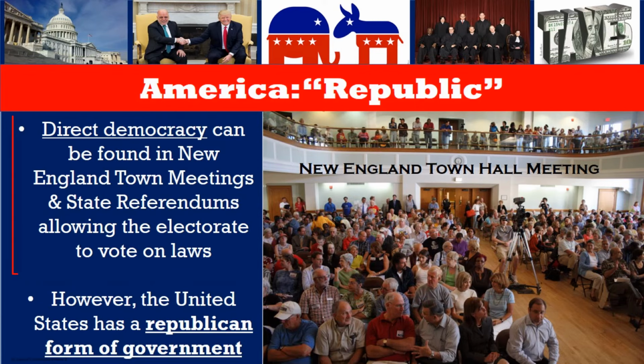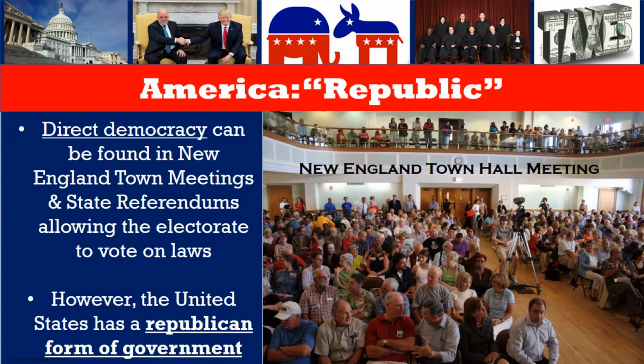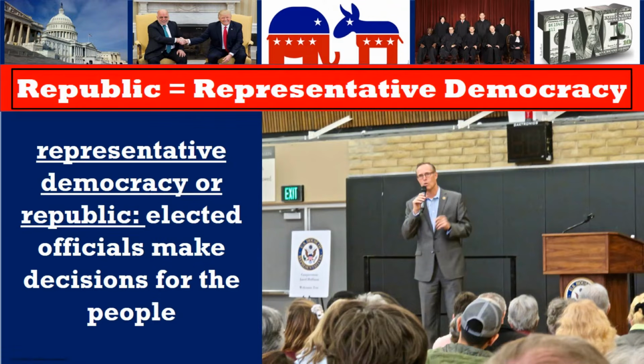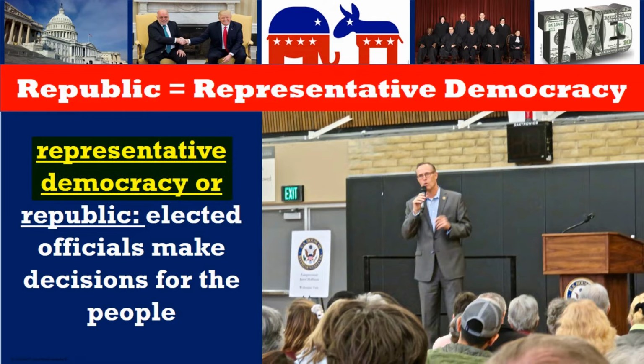Although the tradition of direct democracies exists in parts of American governments, such as New England town meetings and state referendums which let the electorate vote on laws, America is based on a republican form of government. A republic means that rather than having the population vote on laws and policies, Americans vote on elected officials to accomplish this, and this is called representative democracy. Our definition of a representative democracy is a government in which leaders make decisions for the people.